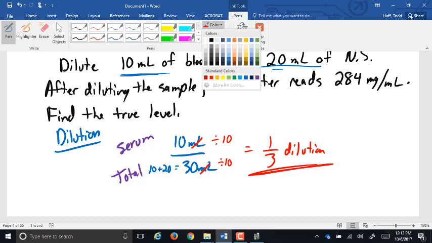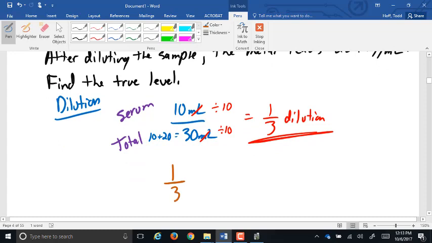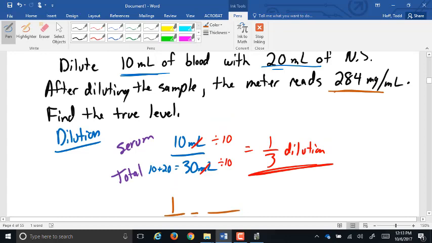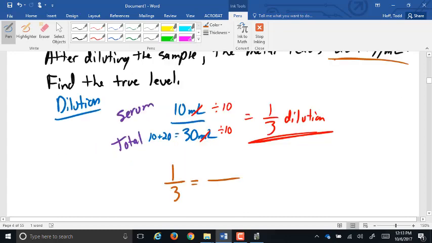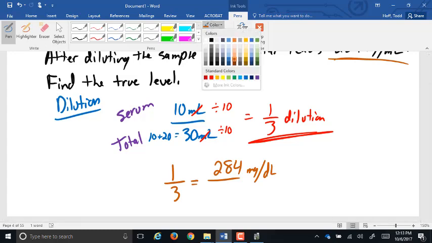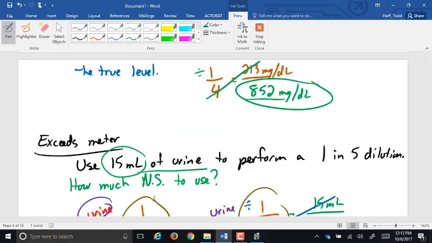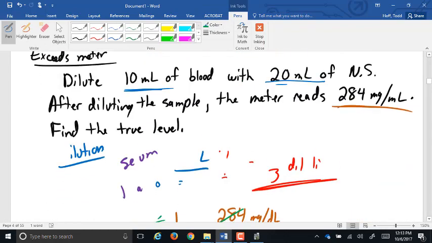So then to find the true level, we use that dilution, 1 in 3. The meter gave us 284. Where does that go with the 1 or the 3? The 1. Because the diluted reading is always smaller than the true reading, so it has to go with the smaller number. So then we'll cross multiply and divide. 3 times 284 divided by 1 is 852, yes.